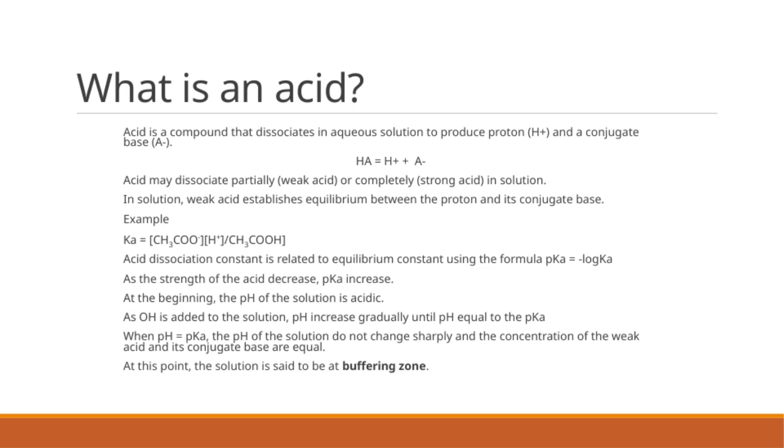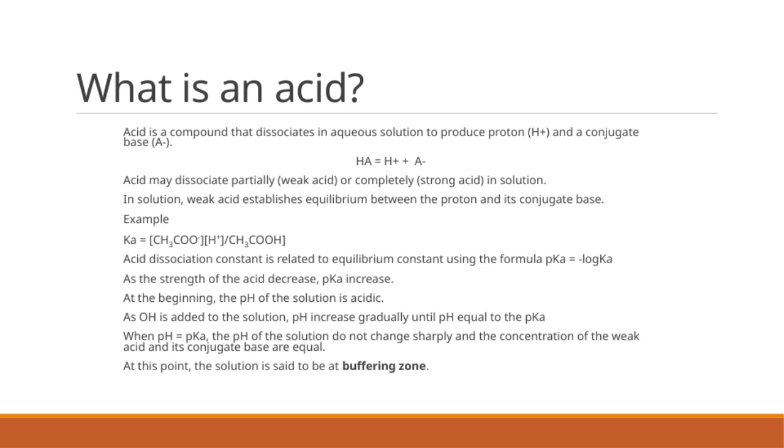In the case of a weak acid, an equilibrium is established between the undissociated acid, the proton, and its conjugate base. For example, the acetic acid dissociation constant, Ka, is given by the concentration of the conjugate base times the concentration of the proton, divided by the concentration of undissociated acetic acid.